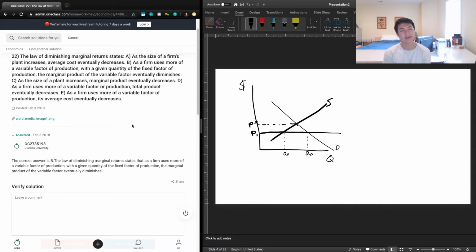And again, we said that the size of a plant is not encompassing enough of all the variable factors of production for this to be what the overall law of marginal diminishing returns is aimed at. So it's not going to be C.